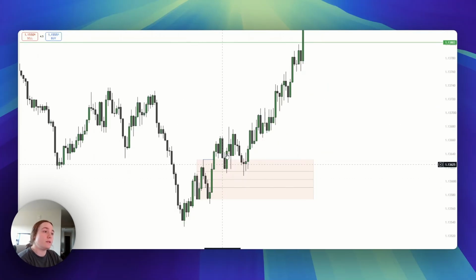So if we look at this area right here, we have our low, our high, our low, our new high. Liquidity is created here, breaking this area. Super important as well.